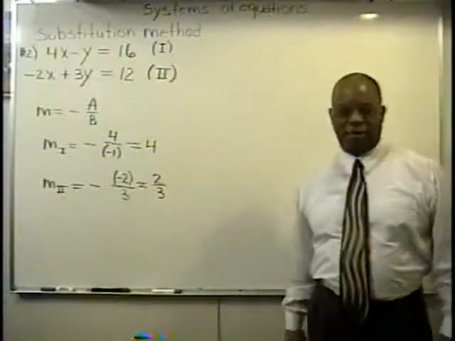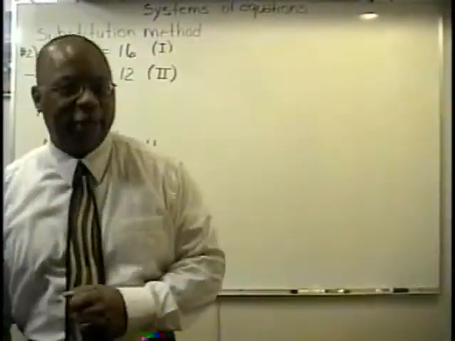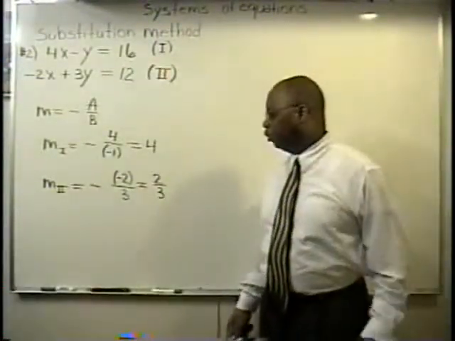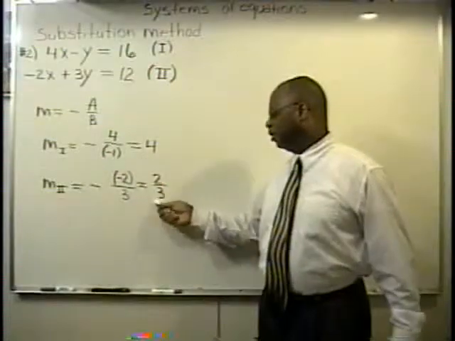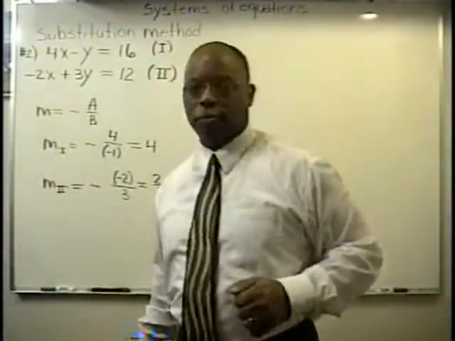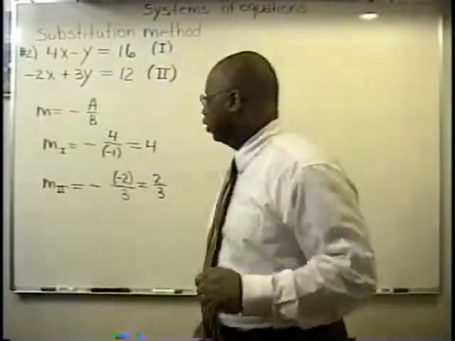Since these two lines have different slopes, what conclusion can you draw? I'm waiting. Yes, that's the conclusion that you can draw. We know that if two lines have different slopes, they are going to intersect, are they not? Very good. You're a good student. Now, let's move on to the next step.